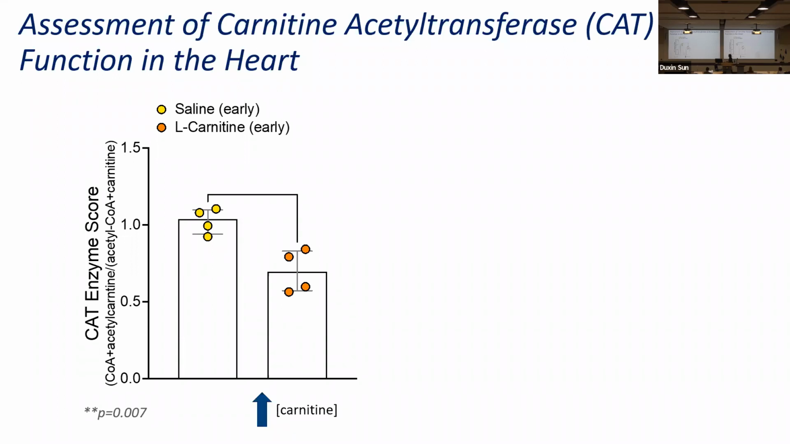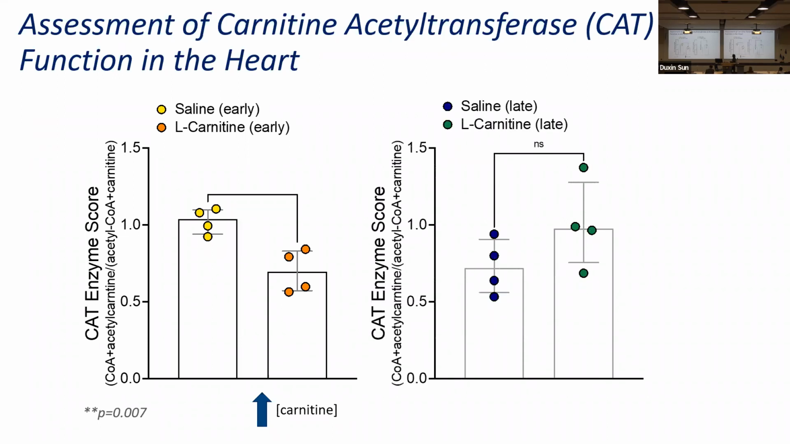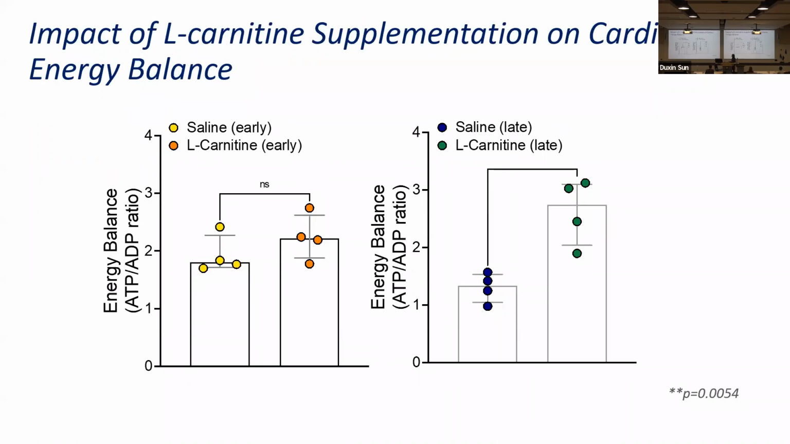And we found, not surprisingly, that in the L-carnitine animals, some of my text isn't lighting up on the screen for some reason, but this was driven, probably not unexpectedly, by increased carnitine because of the supplementation. And then later, it shifted. And this was driven primarily by an increase in acetyl-CoA and acetylcarnitine. What was interesting, though, when we looked at energy balance, in the early measurement, there was no difference. But in the later measurement, there was a shift towards improved energy balance in the L-carnitine treated mice.